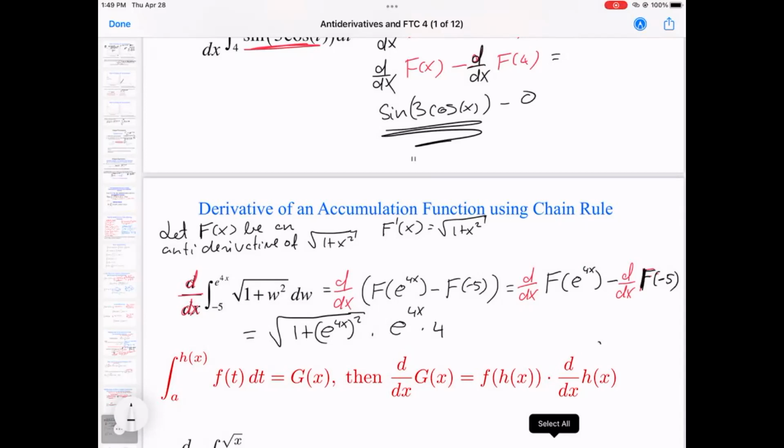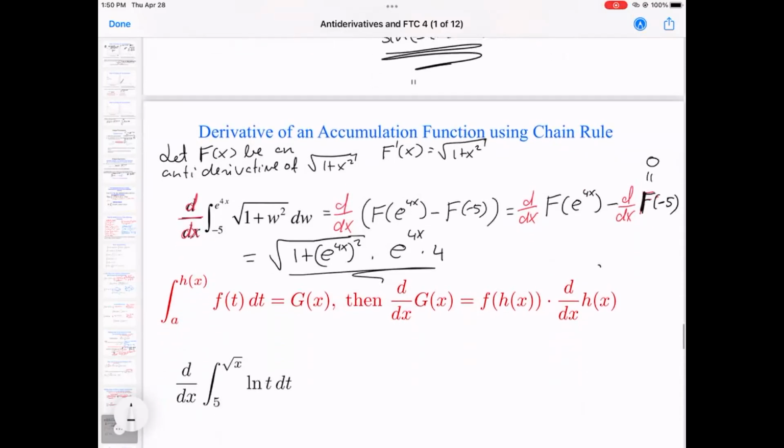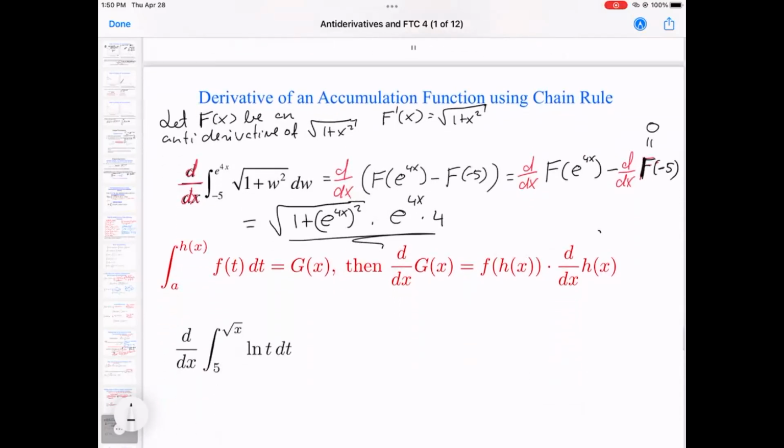Derivative of F of -5 is a specific number, right? That's just going to be 0. So it really doesn't matter where you start this, -5, -10, or whatever. As long as you have a constant here, you're always going to get the same function. So here I generalize this idea, right?